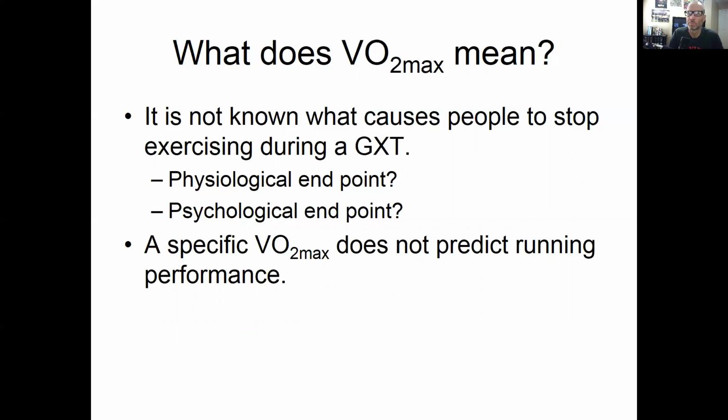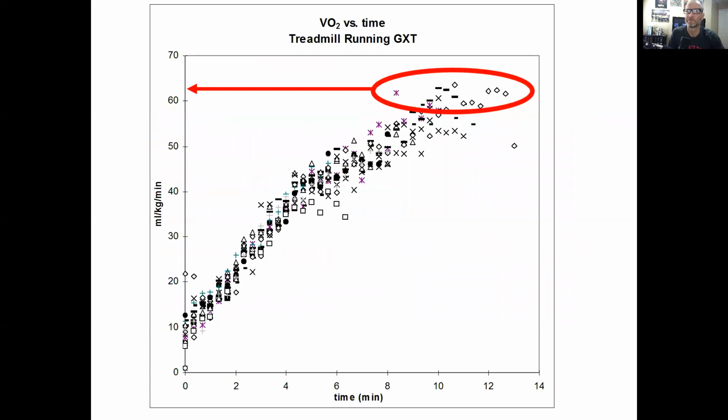This gets more into the central governor model in terms of predicting endurance performance. That if we don't feel we can continue to exercise, we may actually start shutting things down and stop exercising. A specific VO2 max does not predict running performance. So that goes back to the previous part of this chapter. VO2 max by itself is a poor predictor of performance.